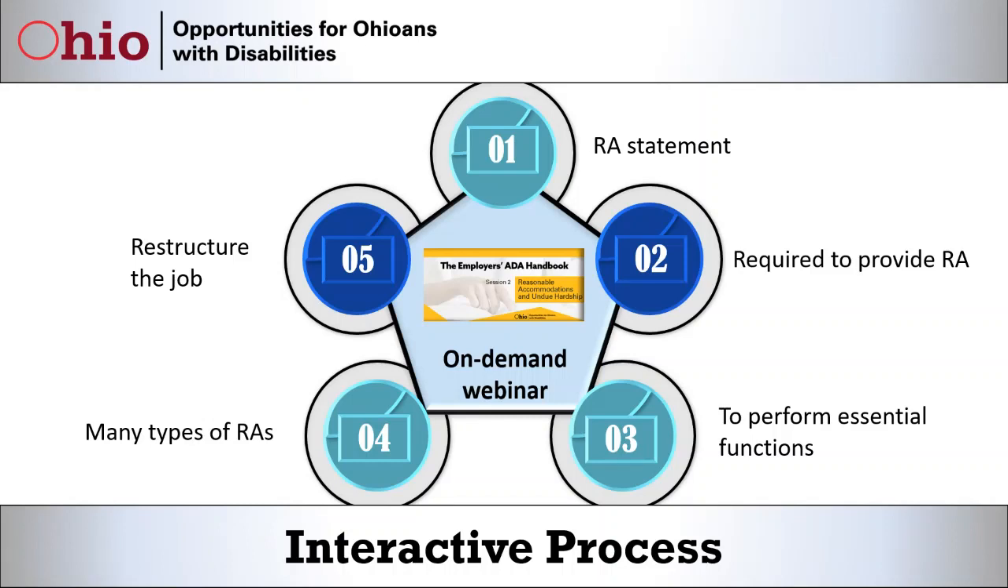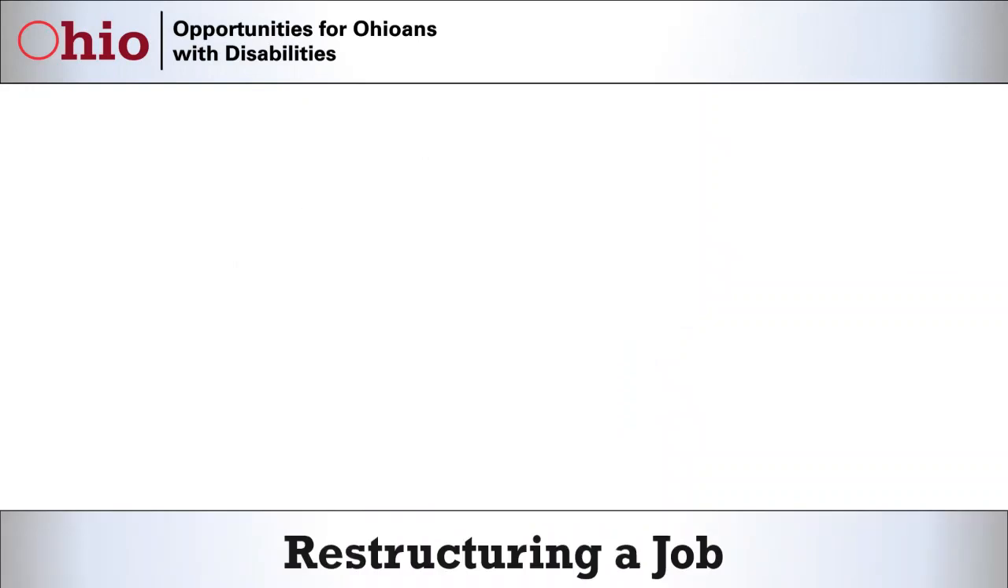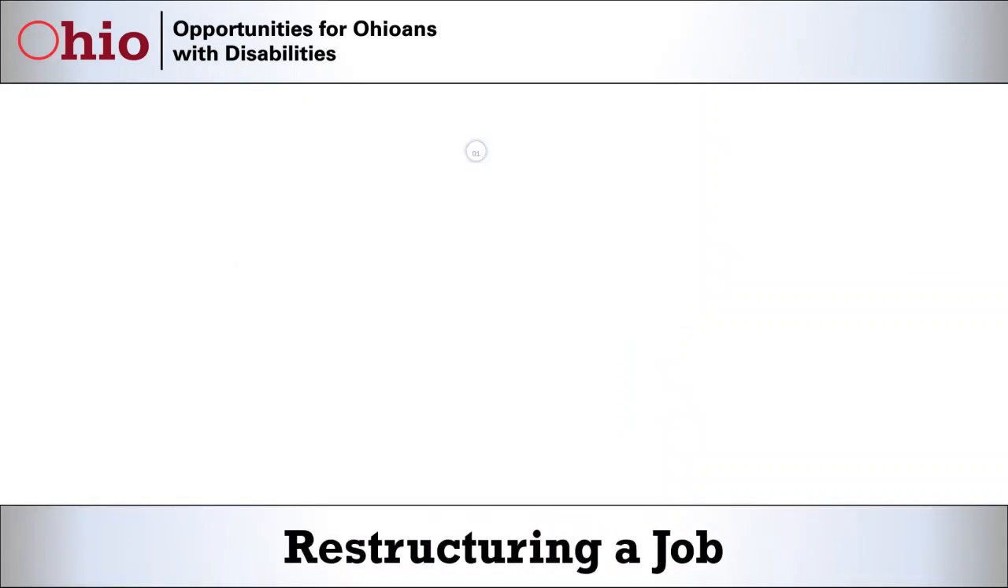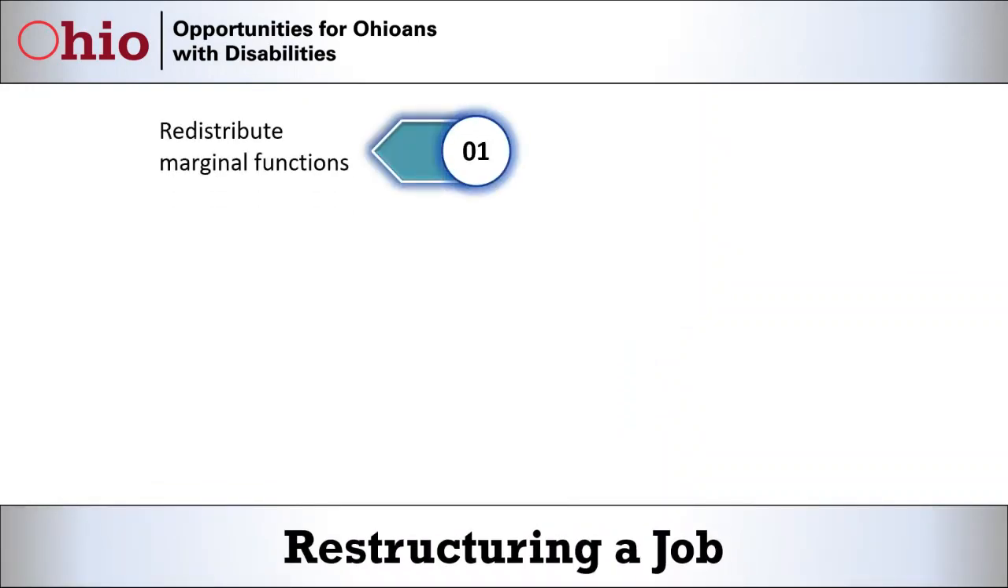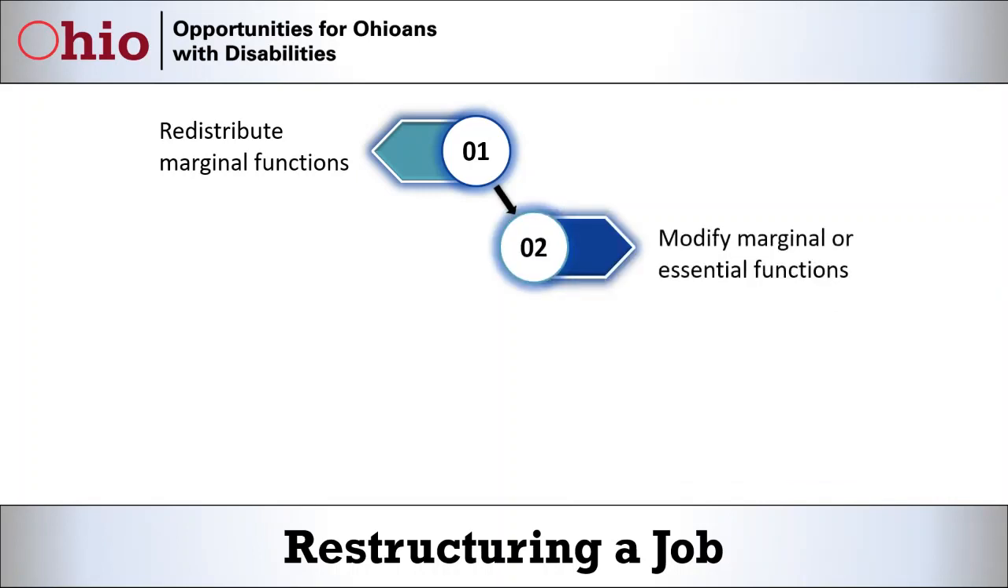Julie, the implementation of some of these accommodations seems obvious. However, I noticed you emphasized restructuring the job. What does this mean and how does an employer do it? Dustin, this includes either redistributing the marginal functions of a job or modifying how marginal or essential functions are performed.